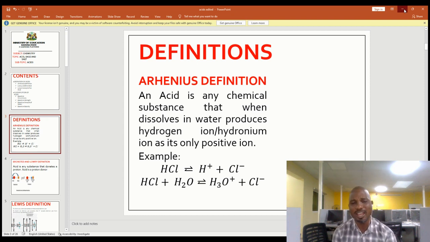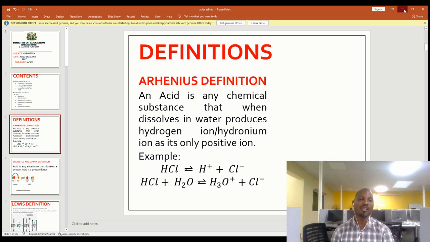Now, if you look at the screen, you see an example of HCl. When HCl dissociates in water, it produces H+ and Cl-. The H+ there is the only positive ion, and that makes HCl an acid. In the other equation, you will see H3O+, where H3O+ is the hydronium ion.